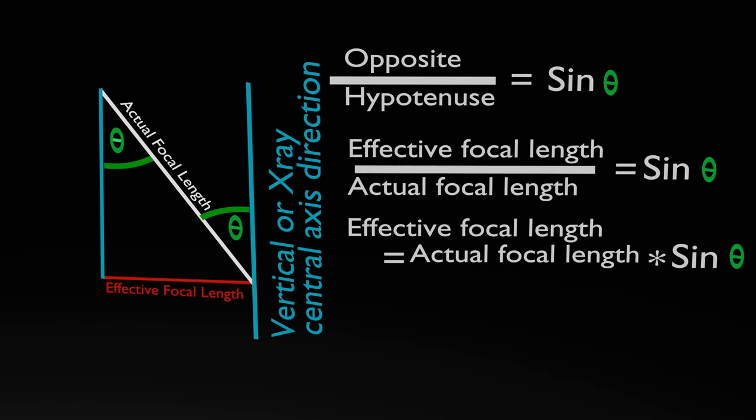But a small anode angle limits the usable X-ray beam size. Please notice, the field edge distance from the X-ray central axis decreases with anode angle. This is due to the anode heel effect.